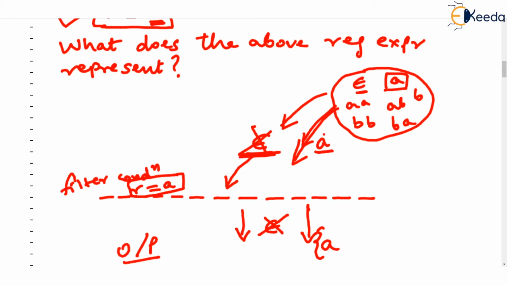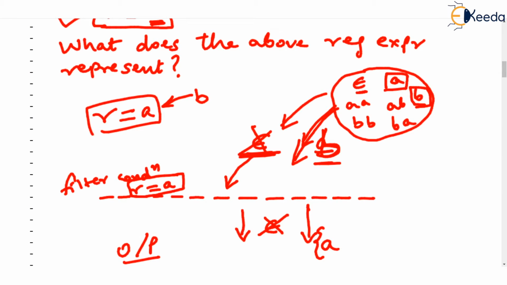Let's try to put B now. B is also one of the strings in the set. So every string in this big set is going to pass through this filter. Is B going to pass the test? No, not at all, because the regular expression is A and the string is B. You just check, it doesn't match the test. That is regular expression equal to A. It doesn't match. So B will not be passing the test.